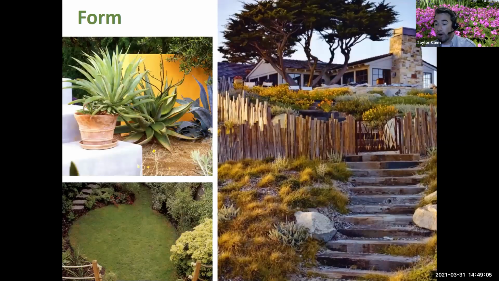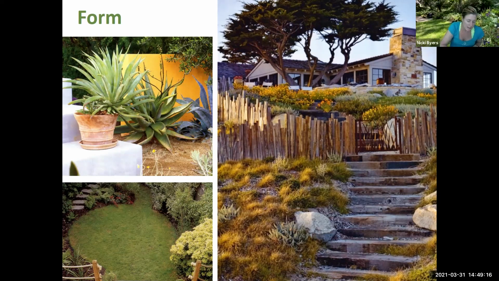Looking at form in these images, in the top left, some of those aloes. No, what am I looking at? Agave. I kept wanting to say yucca. But looking at the agave, it has a very unique form and shape to it. And then in that bottom left image, the form that you're seeing is that negative space, or that open circular area.